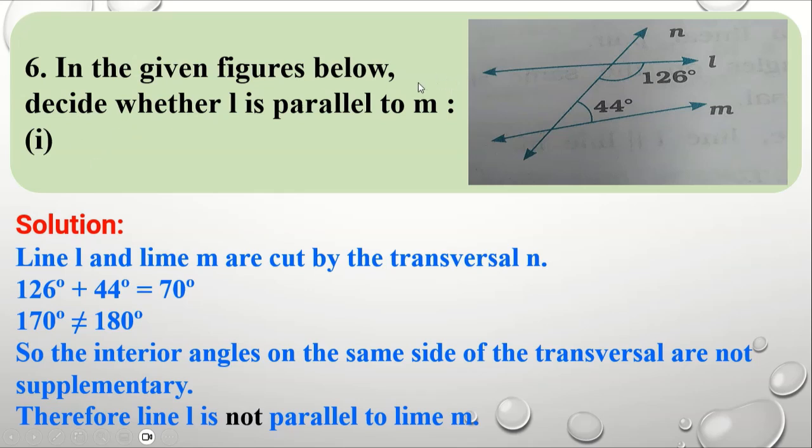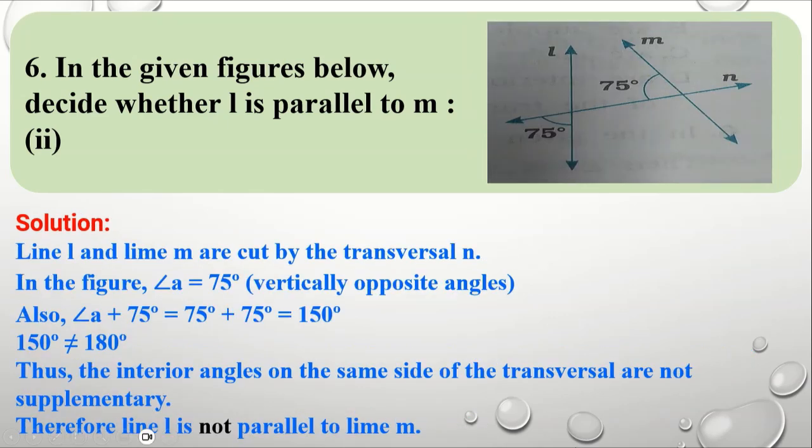Sixth question. In the given figure below, decide whether l is parallel to m. So lines l and m are cut by the transversal n. 126 plus 44 degrees equals 170 degrees. 170 is not equal to 180 degrees. So the interior angles on the same side of the transversal are not supplementary. Therefore line l is not parallel to line m.